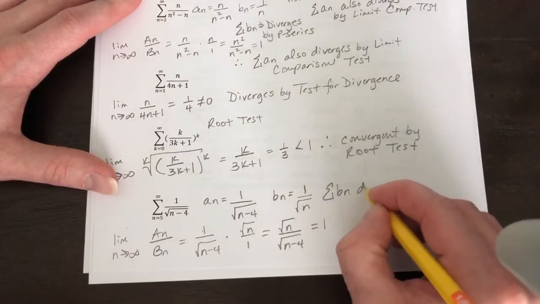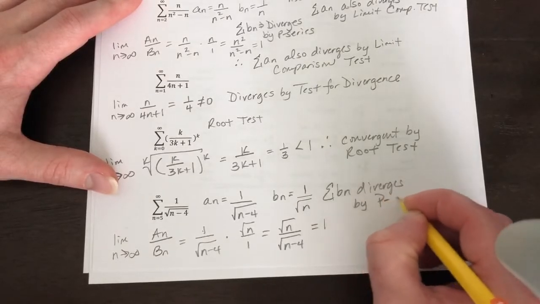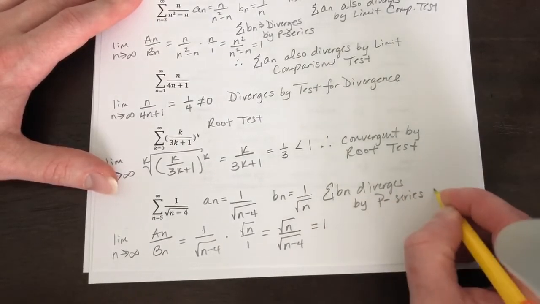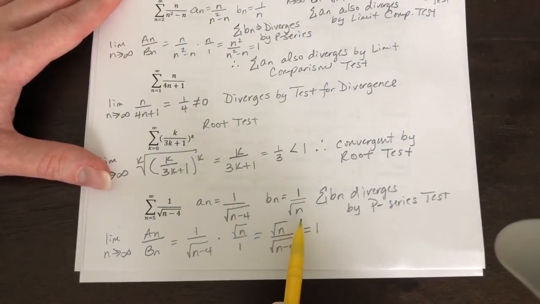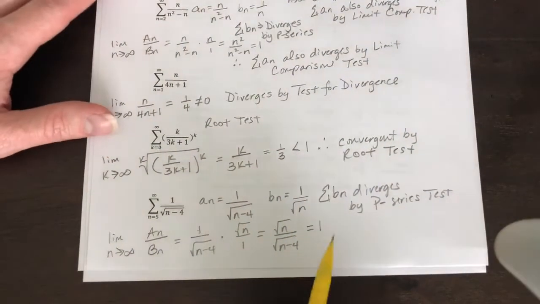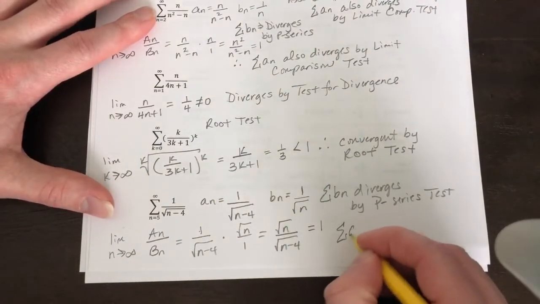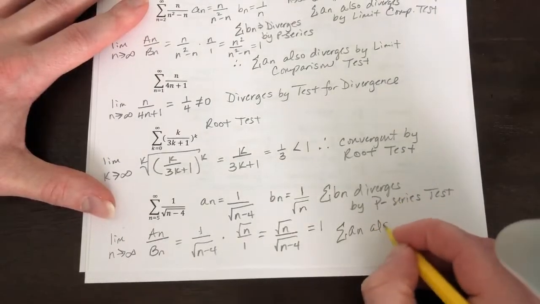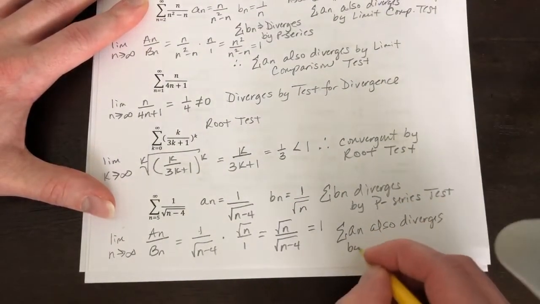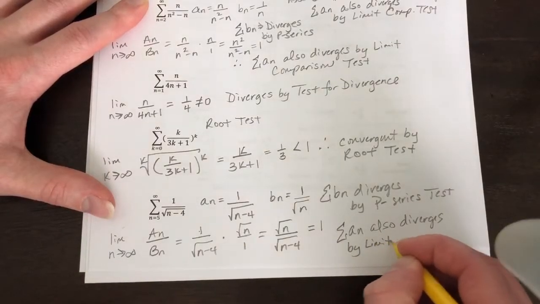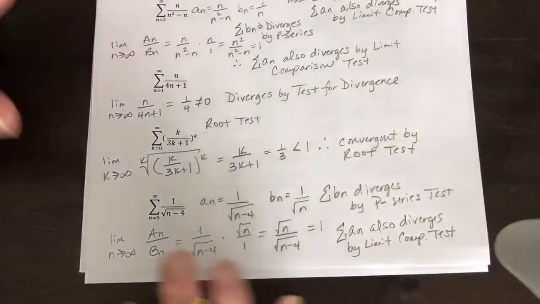So b sub n is going to diverge by p-series test, because square root of n is to the 1/2 power. And if your p isn't greater than 1, then it's going to diverge. So that means the series a sub n also diverges by limit comparison test.